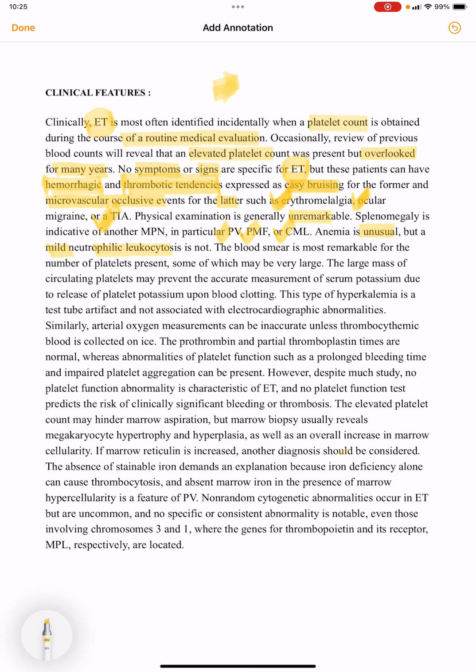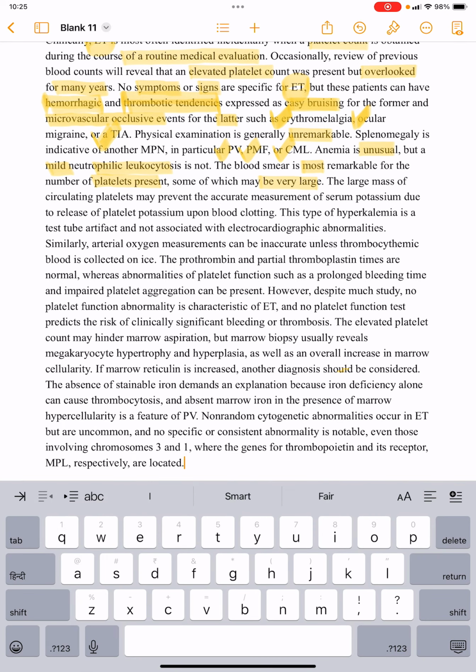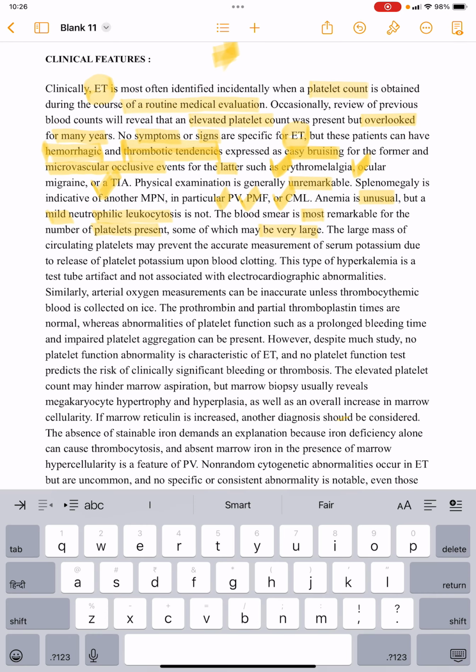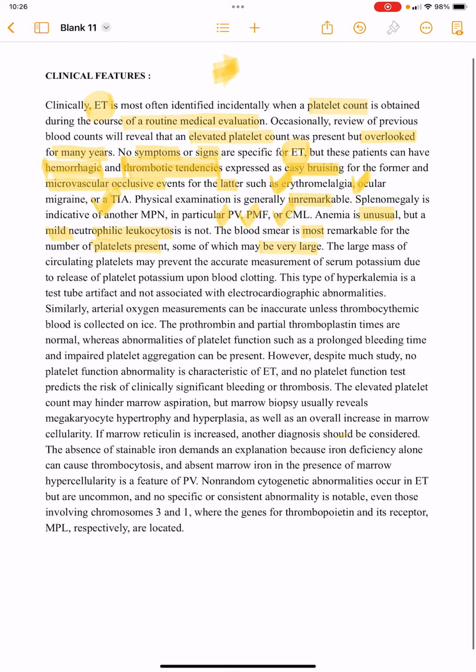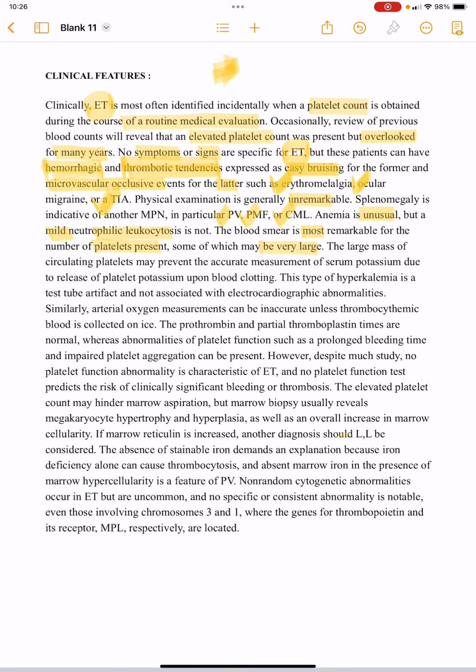The blood smear is most remarkable for the number of platelets present, some of which may be very large. If we do a blood smear, so many platelets will be present, and a few might be very large. Because of this large mass of circulating platelets, it will prevent the accurate measurement of serum potassium, because of the release of platelet potassium upon blood clotting.